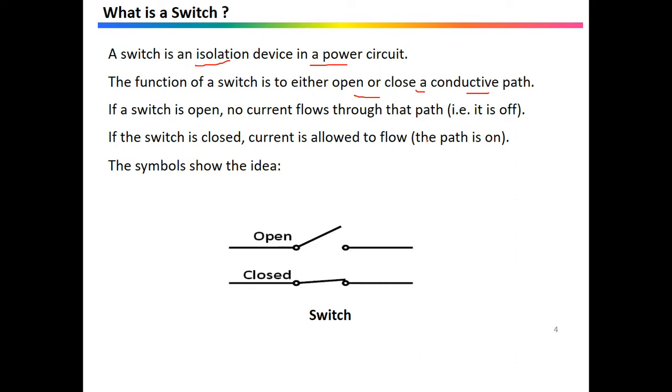Whenever we open the switch, no current flows through the path, and that is the off condition. That means the circuit is open, the switch is open, and whenever the switch is open, these two metal parts are not in contact, no current will pass through, and the circuit will not be completed. However, whenever the switch is closed, these two metal parts will be in contact, and in this part, current is allowed to flow.